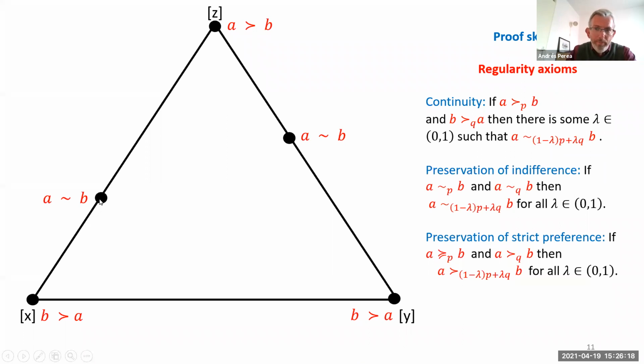Now, here we have a belief where you are indifferent between A and B. Here you have a belief where you are indifferent. So then we can use preservation of indifference and say that for every belief on this line, you will also be indifferent between A and B. And now we can use the last axiom, preservation of strict preference. Namely, take any belief here.